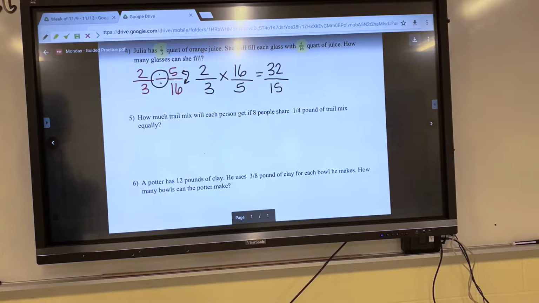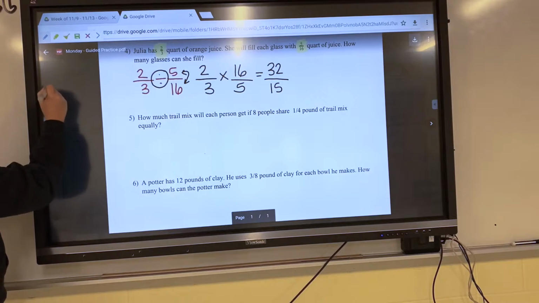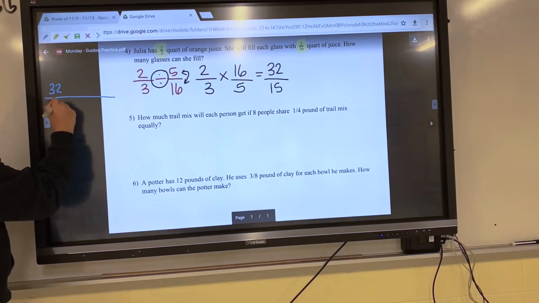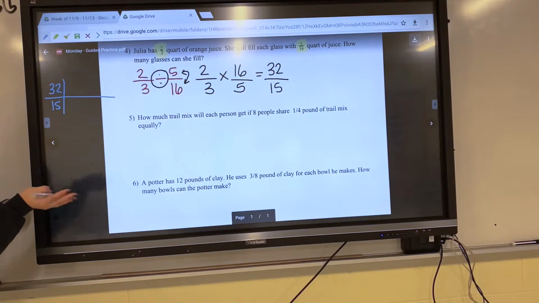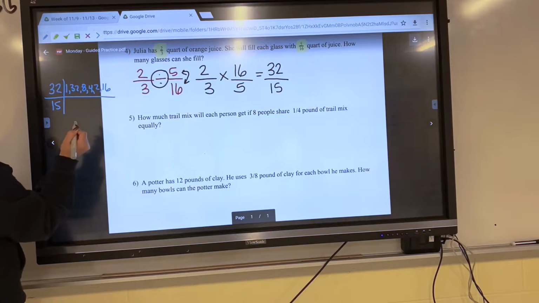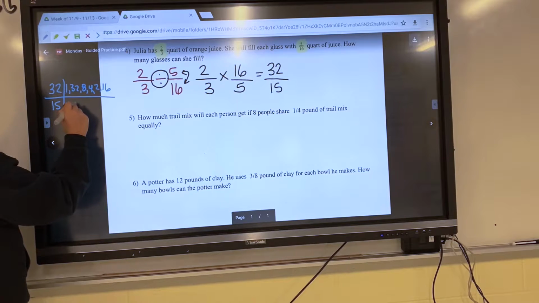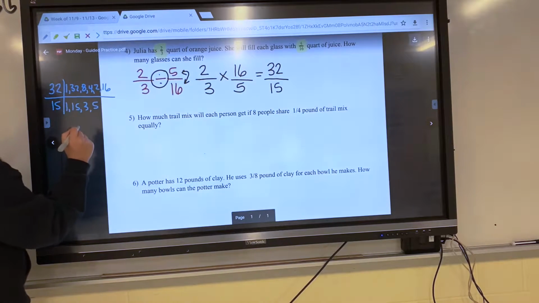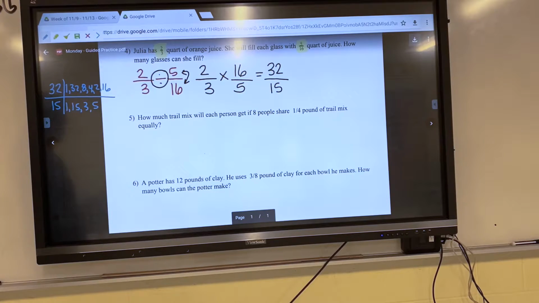Now, I'm not 100% sure if 32 and 15 have a number in common, so on the side, I'm actually going to set up a factor table and write all the factors of 32 and 15 just so I can know for sure if they have any factors in common. So I have 1 and 32, 8 and 4, 2 and 16. And then for 15, I have 1 and 15, 3 and 5. So 32 and 15, they do not share a factor in common. So I don't have to worry about simplifying, but I do have to make that a mixed number. I cannot leave it as an improper fraction.